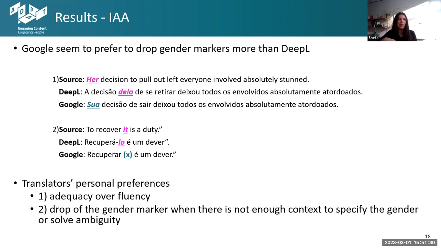And in example two, to recover it is a duty. DeepL decided to go with the masculine, and Google decided to drop the pronoun as well. So with that, we thought that these results might have suggested that translators' personal preferences play a role in the document level evaluation as well. For example, one translator might prefer adequacy over fluency, as in example one, or in the case when there is not enough context in the source to specify the gender or to solve the ambiguity, the translators might prefer to drop the gender marker and not commit to any of them.